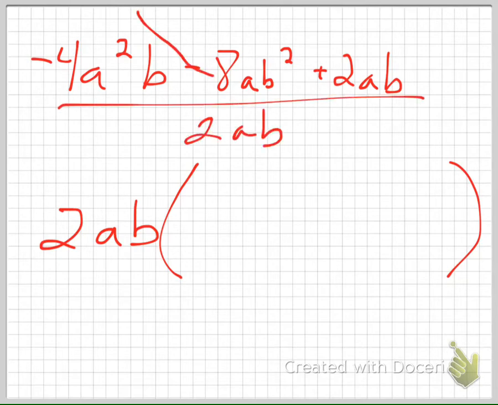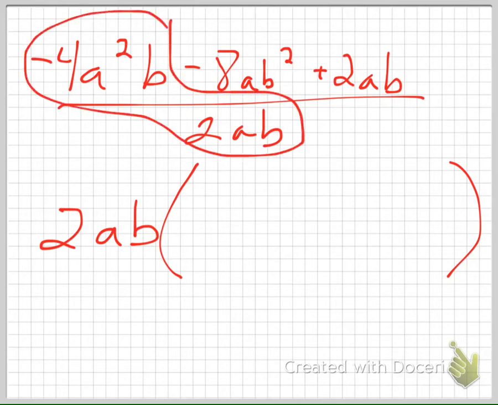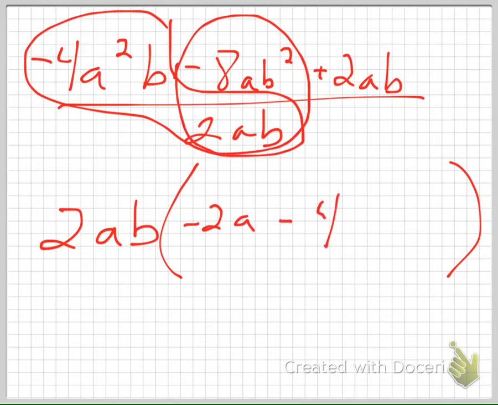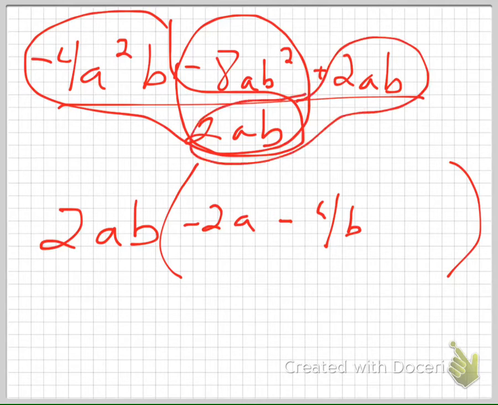And each one of these, what is negative 4a squared b divided by 2ab? Well, it comes out to, what do you think? Negative 2 and then a. Okay, that's done. And then what about negative 8ab squared over this? This would be minus 4b, right? And then what is 2ab over 2ab?